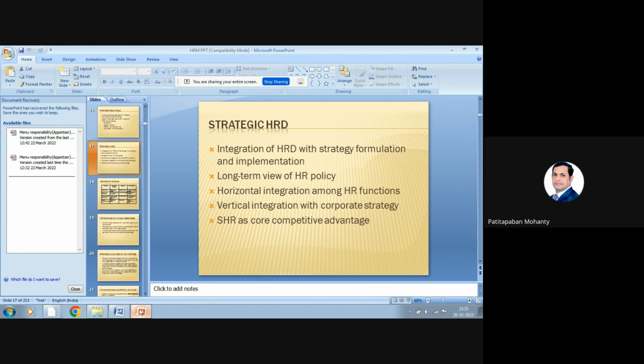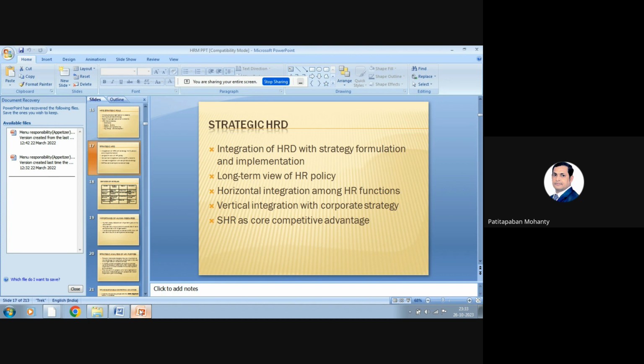The next is your strategic HRD. What is that? What is strategic HRD? What do you mean by strategic HRD? How is the HRD strategized? How does it have the quality of being strategic? Why is the HRD strategic?